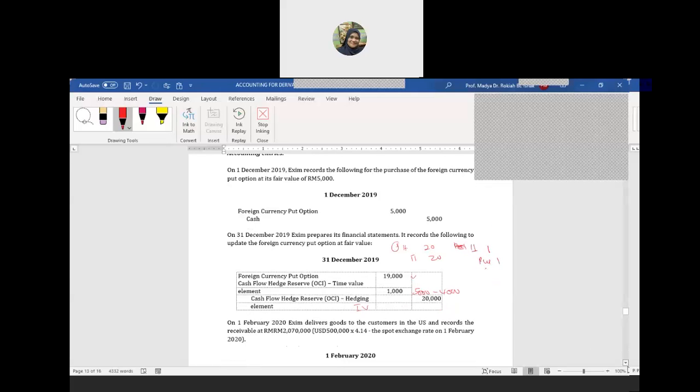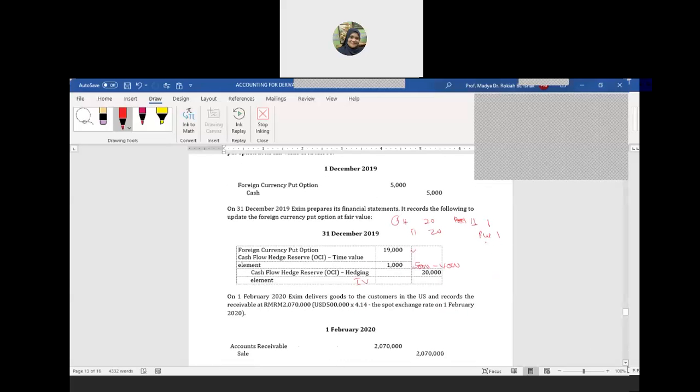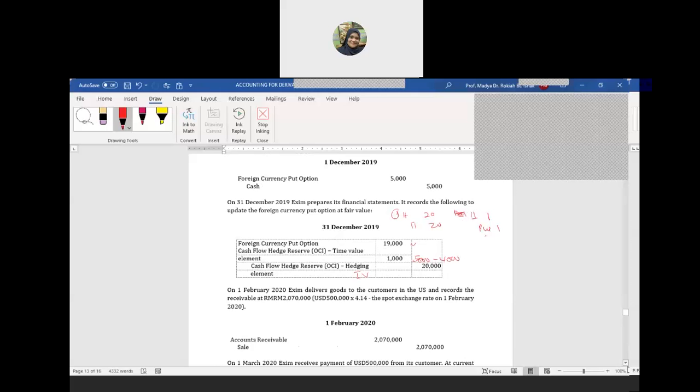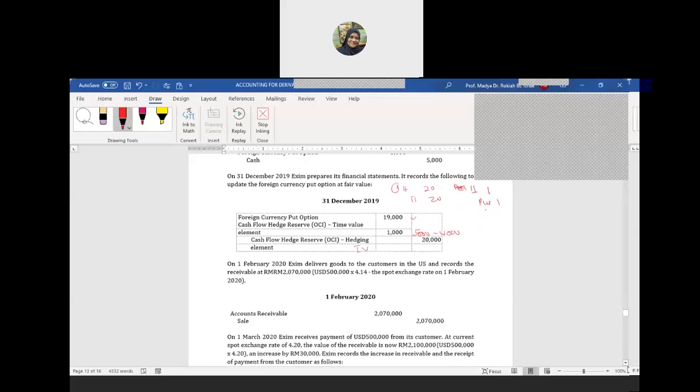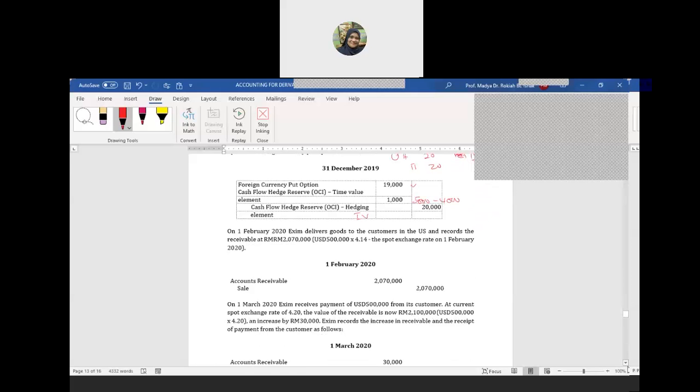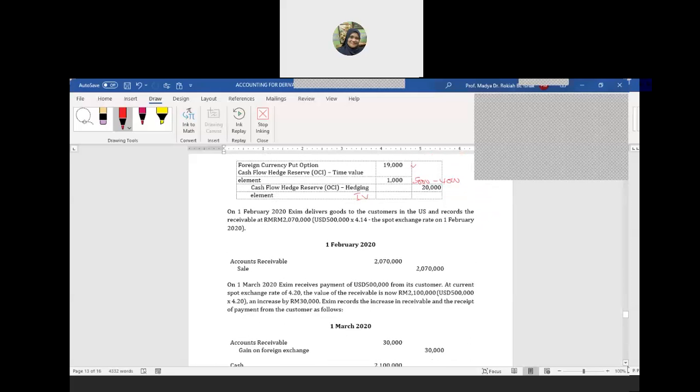Okay, and then on 1st of February, Exim delivers goods to the customer in USD, and records the receivable of 2070. 2070 is the rate at 1st of February, when you deliver goods. So when you deliver goods, you're going to record your account receivable 2070, and then credit cash. Okay, and then on 1st of March, you receive the cash. Okay, so you receive the cash here.